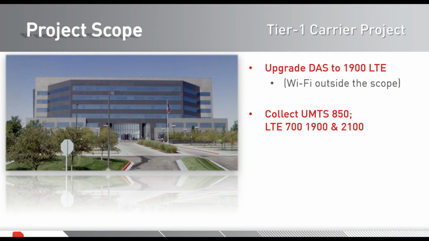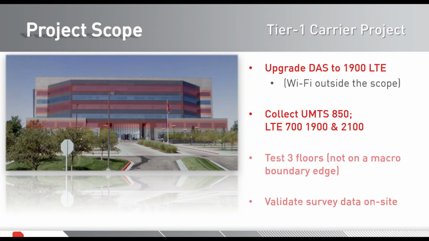So along with the 850 and 1900 bands, the 700 and 2100 also needed to be collected to perform some extra analysis later. Another interesting thing we did is to collect data every other floor, highlighted here in red on the picture, for a total of 3 floors.